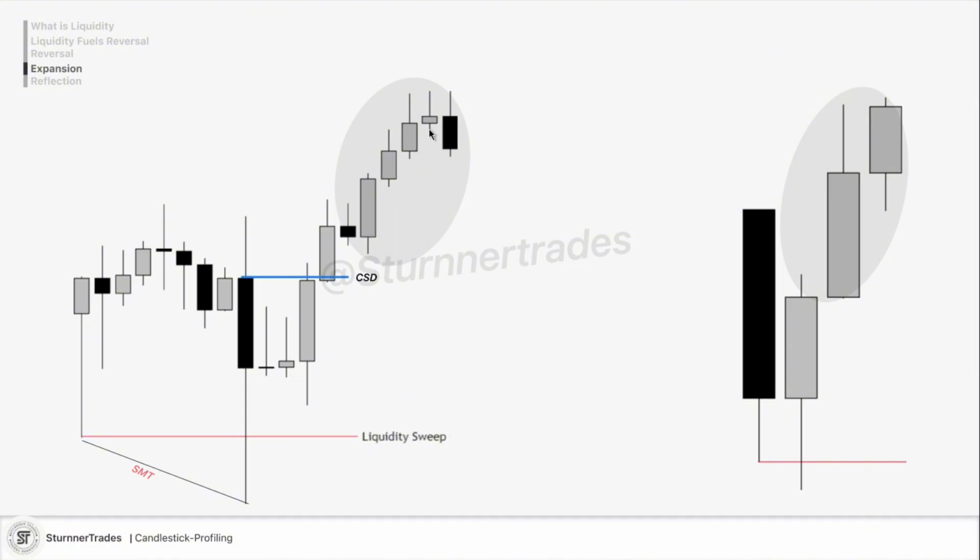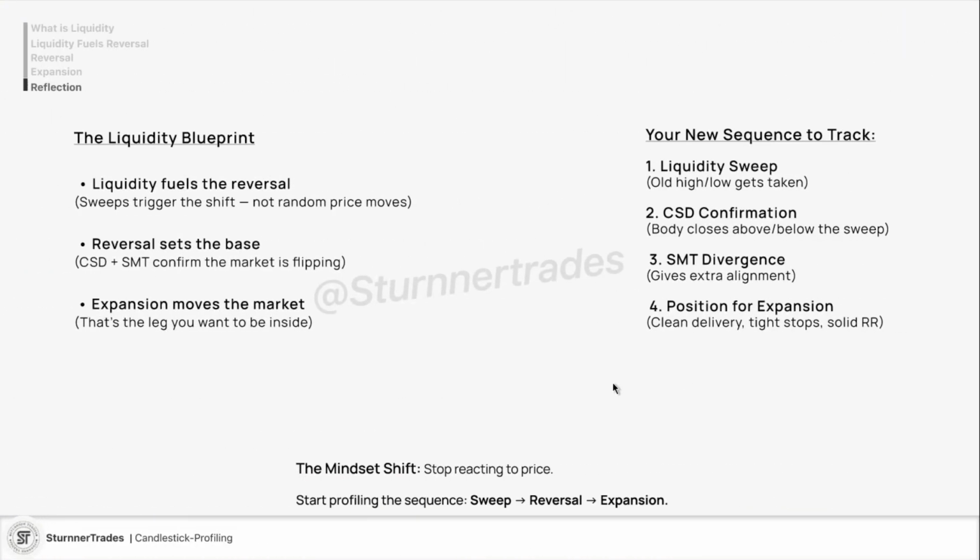So how do you get in? Well, after confirming the CSD, that's your cue to start profiling yourself into the higher time frame expansion candle. You don't want to miss this part of the move, because this is where the bulk of the delivery happens. This is where you get tight stops, quick delivery, reasonable RR, and clean structure without the chop. Because at this stage, you are not chasing price, you are positioned inside the body of the leg, and that's where precision meets profit.